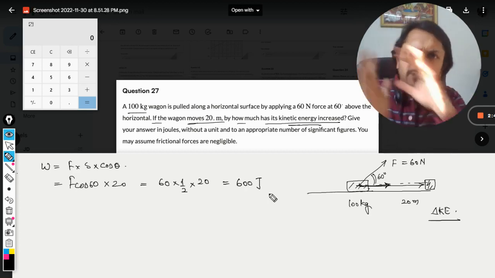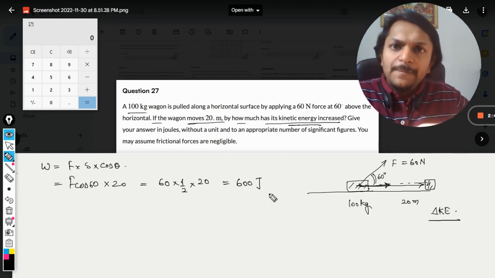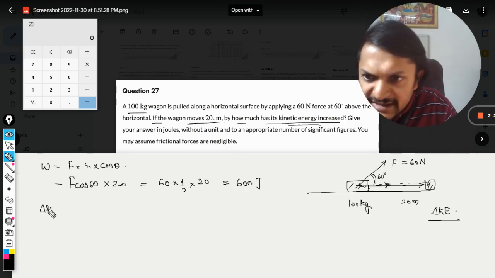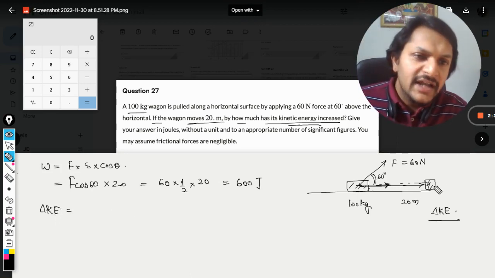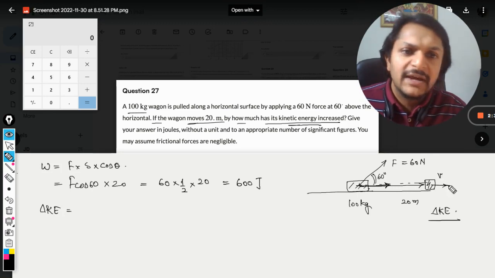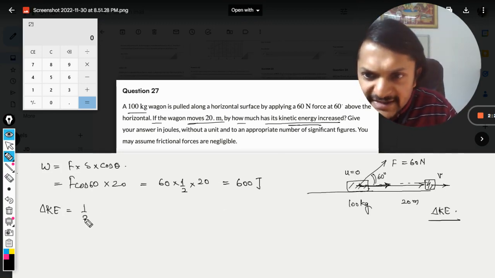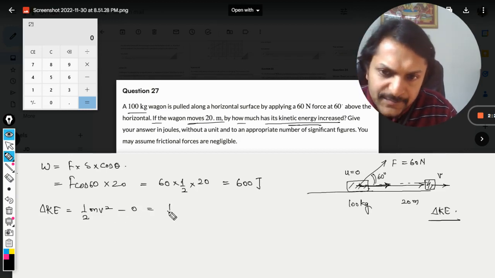So whatever is the work done here by the external force, that will come up as the change in kinetic energy now. So what is the change in kinetic energy? So earlier the body was not moving, but now let us say the velocity became v. So earlier the velocity was 0. So I can say that now the change in energy is this, half into m into v square.